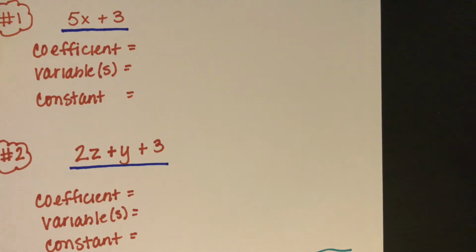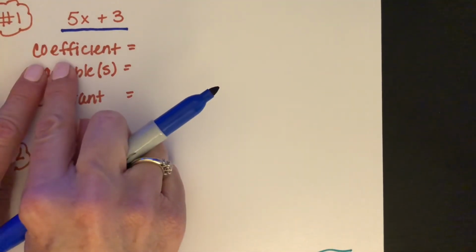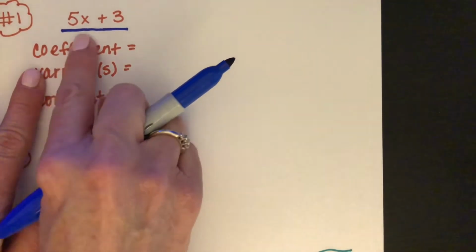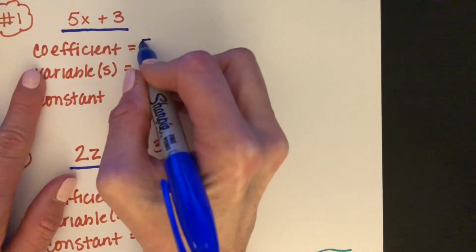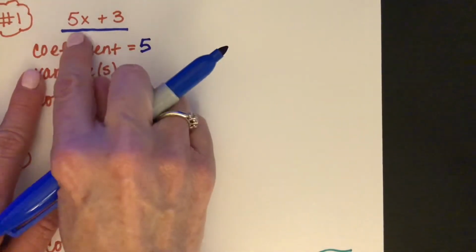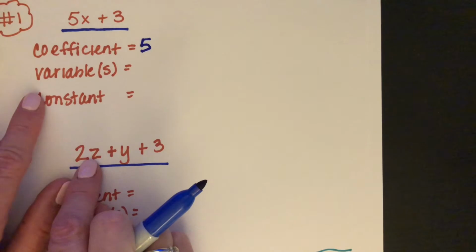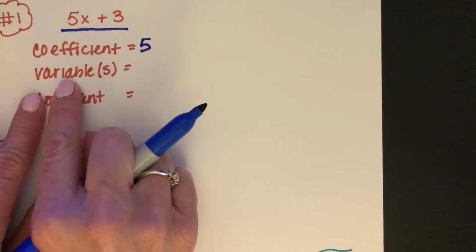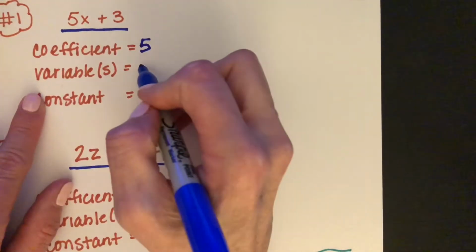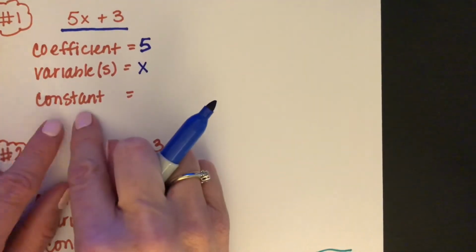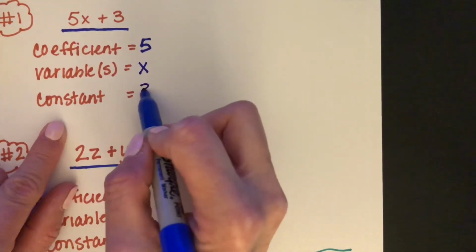Okay, so now we're back. Let's look at what the coefficient is. The coefficient, we said, is a fancy word for a number that's next to a variable. So hopefully you wrote 5. 5 is the coefficient. The variable in this problem is x. And our constant is 3.